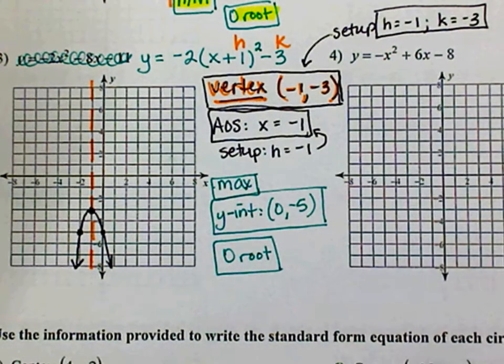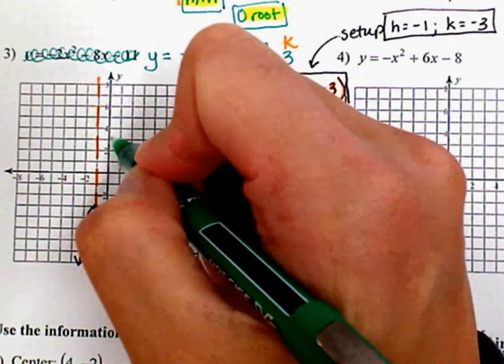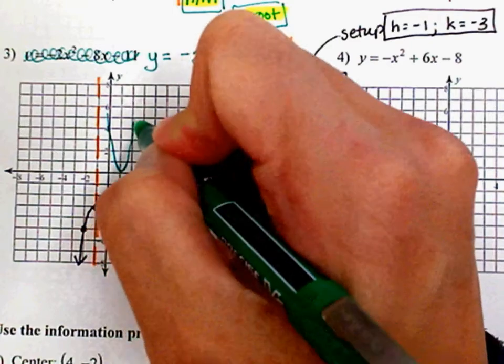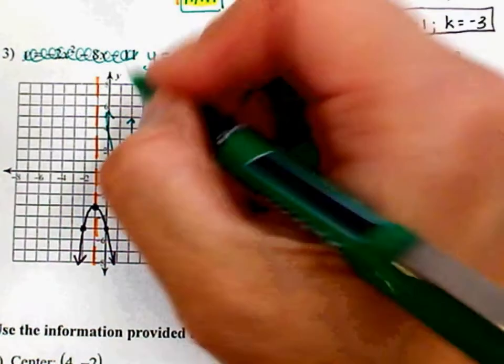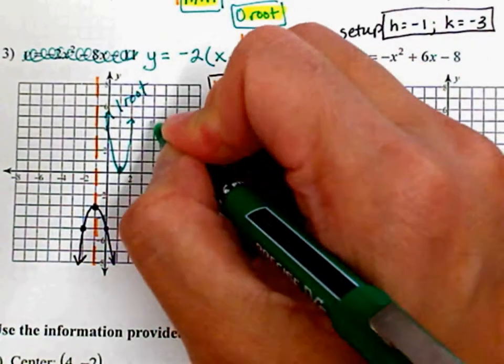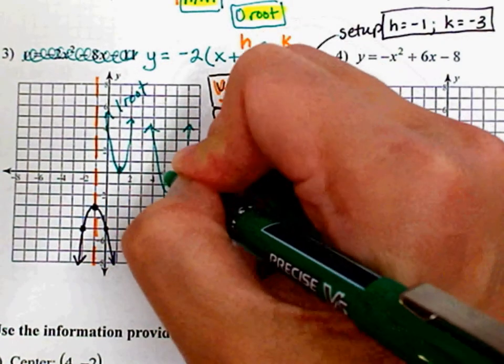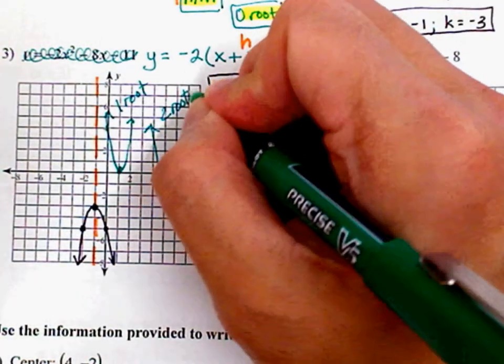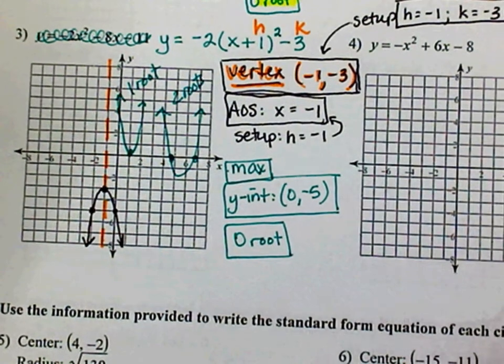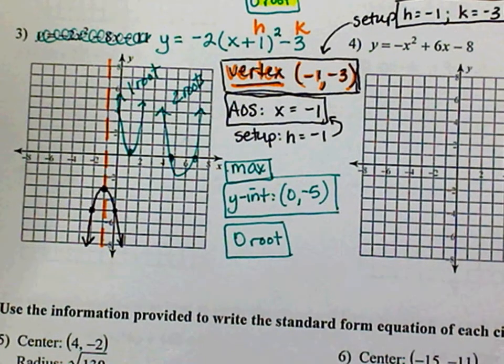Now, if it comes down and hits the x-axis and goes up, how many roots is that? 1 root. If it comes down and crosses the x-axis twice, how many roots is that one? 2 roots. You guys see? All you have to do is look at your graph, okay? Any questions about those? Not bad? All right. Okay. Number 5 and 7.